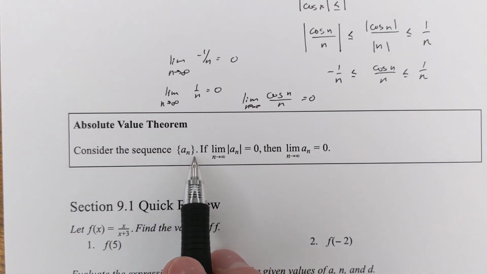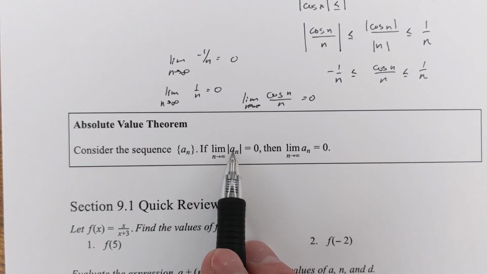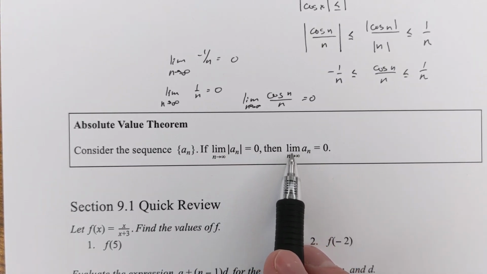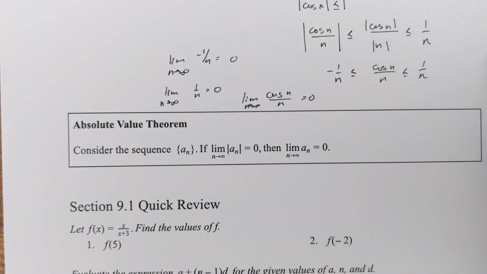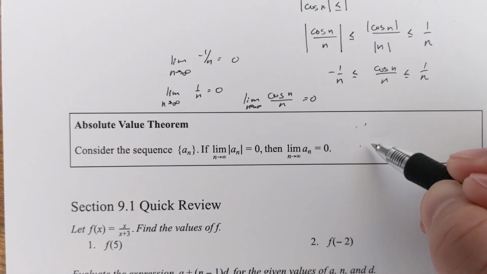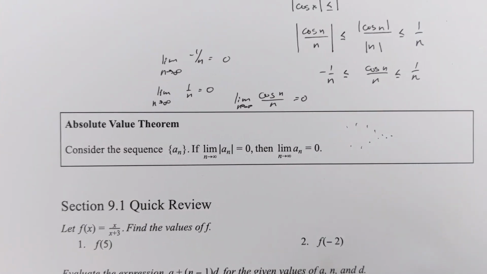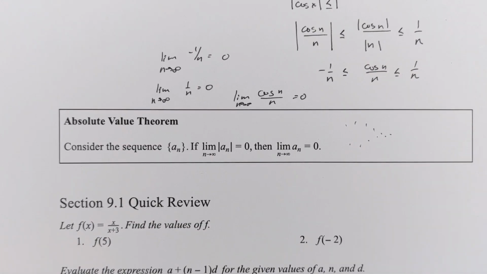Down here you also have the absolute value theorem. Consider the sequence a_n. If the limit of the absolute value of your sequence goes to 0, then the whole limit goes to 0. Because if you do the absolute value, that takes care of something bouncing back and forth, which doesn't really matter, because it doesn't matter if it goes up, down, up, down. As long as it's getting closer to 0, it's converging. And that is the end of the section.